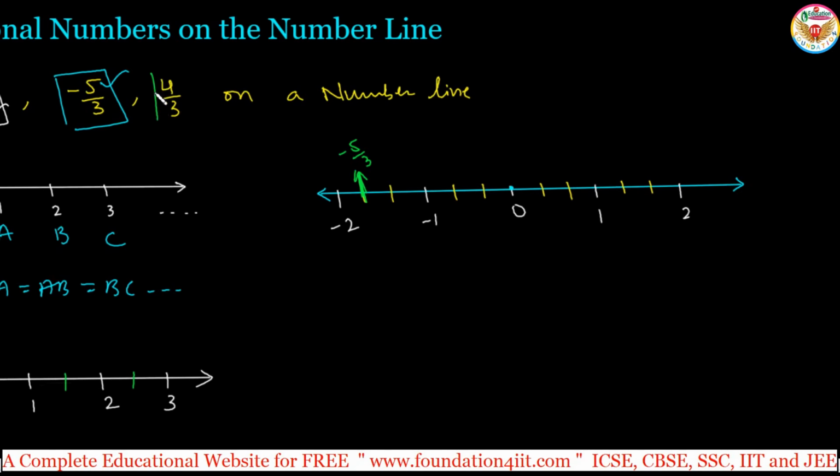Next, the last one is 4 by 3. Same as before, because the denominator is 3, the equal parts are done, and the numerator is 4.